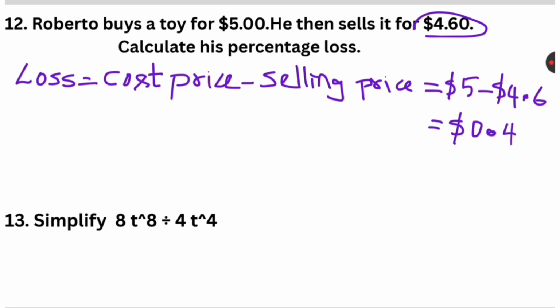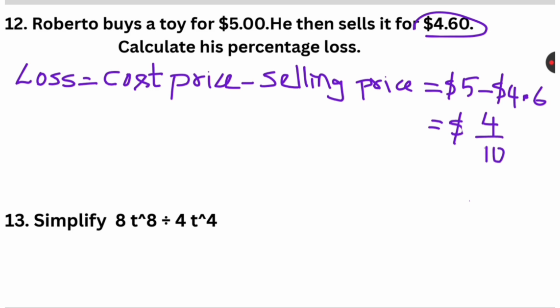This 0.4 we can write in fraction form. So that is one digit after the decimal point. That's why for the denominator we write 10, which is 4 divided by 10. So instead of 0.4 we can write this as 4 divided by 10. So that is the loss.